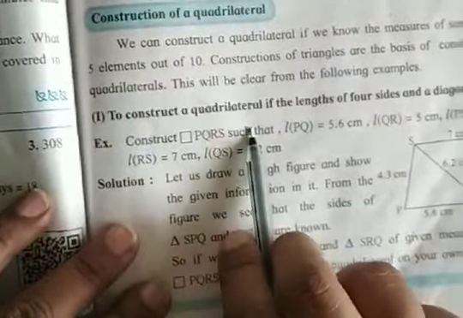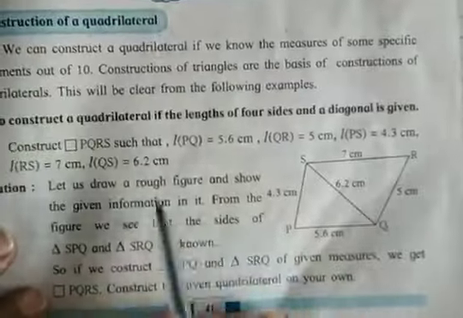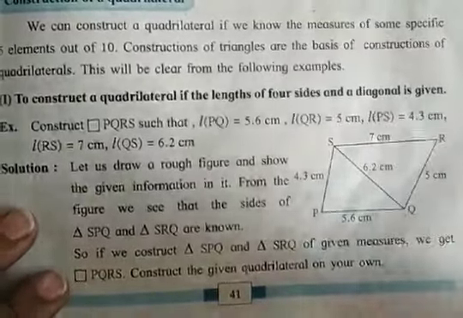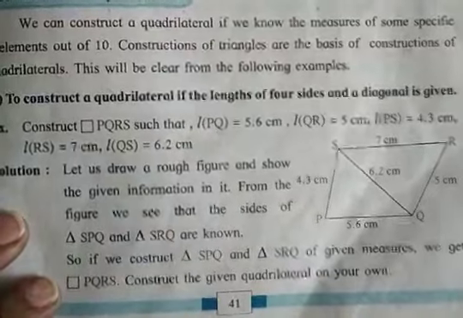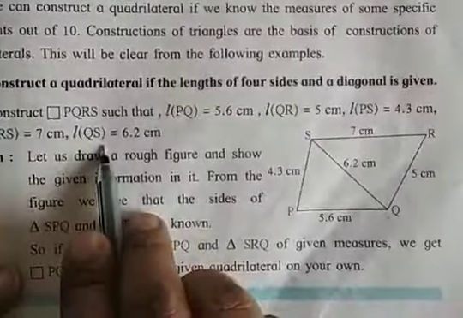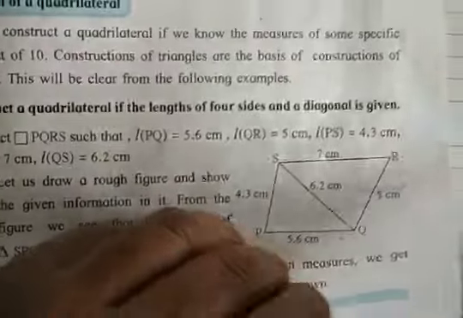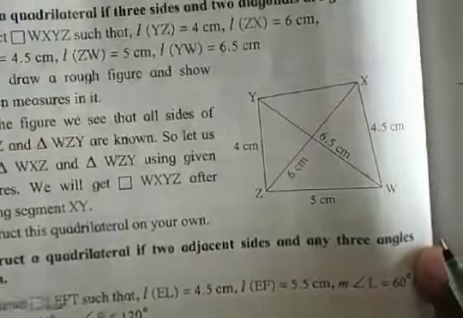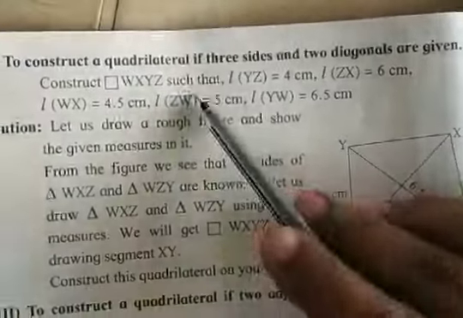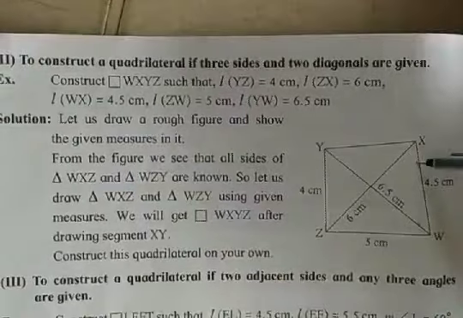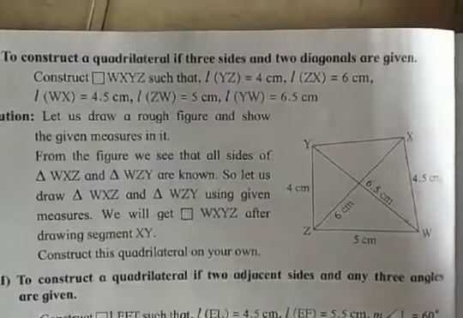To construct a quadrilateral, if the lengths of 4 sides are given, PQ, QR, PS and RS, and a diagonal is given, then how to do the construction I showed you in my last lecture. Now the second construction is a construction of a quadrilateral if 3 sides and 2 diagonals are given. If 3 sides and 2 diagonals are given, then how to do the construction, that also we see.